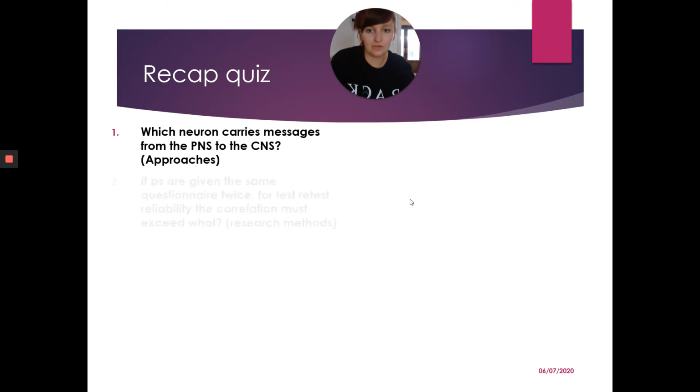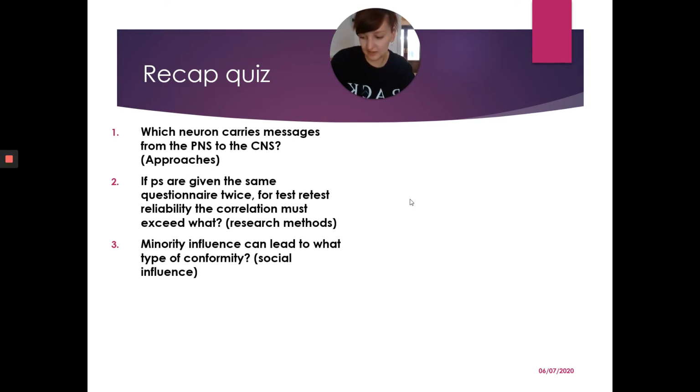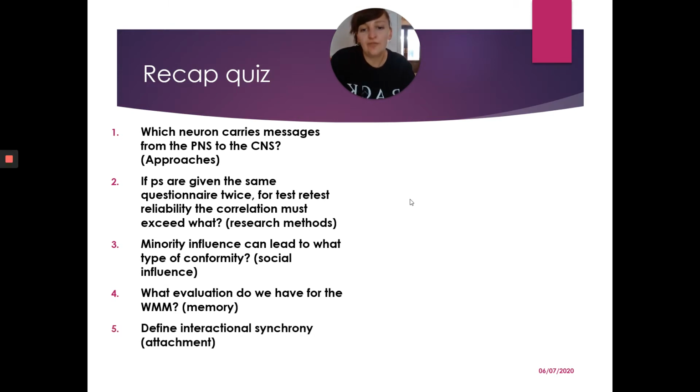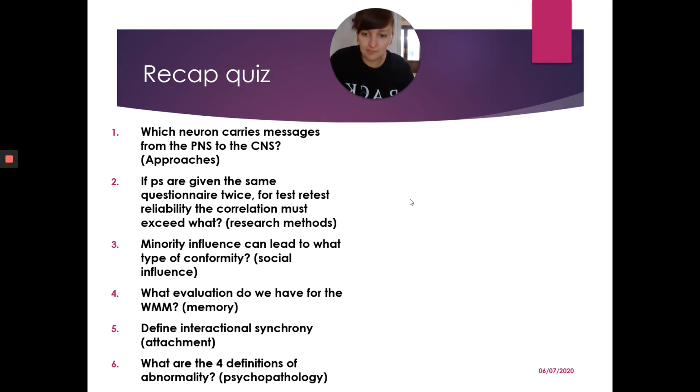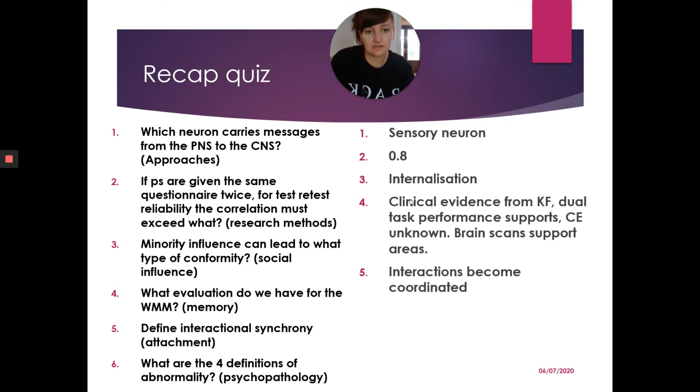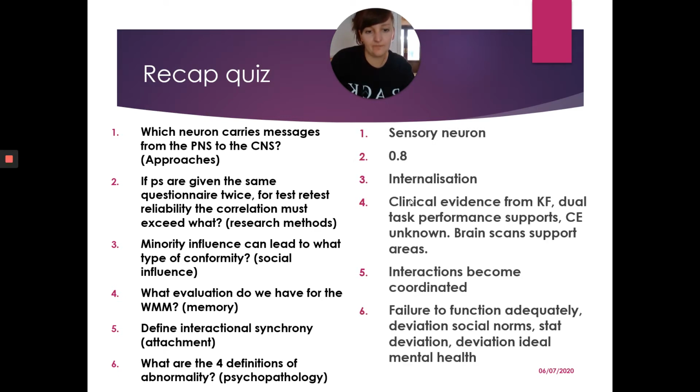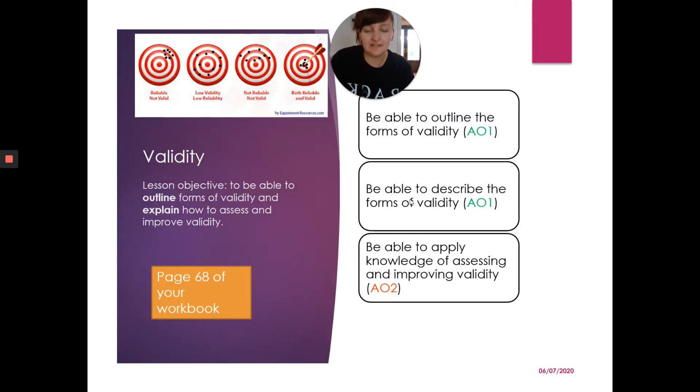Then we're on to validity, so the last part here. 6 questions based on previous knowledge that you need to guide some revision to. So do you know about the working memory model? Can you remember interactional synchrony? And then these are the answers. Okay, nice. Right, validity then.